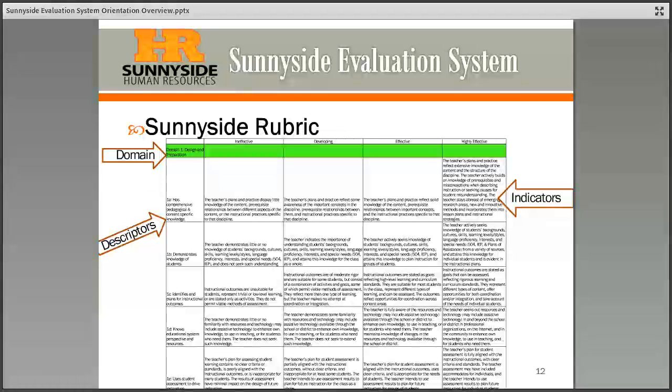On this slide, the top arrow identifies the domain name, which is always in the left top corner. Under the domain, the descriptors are listed for that domain. And for each descriptor, there are 4 indicators under each classification.